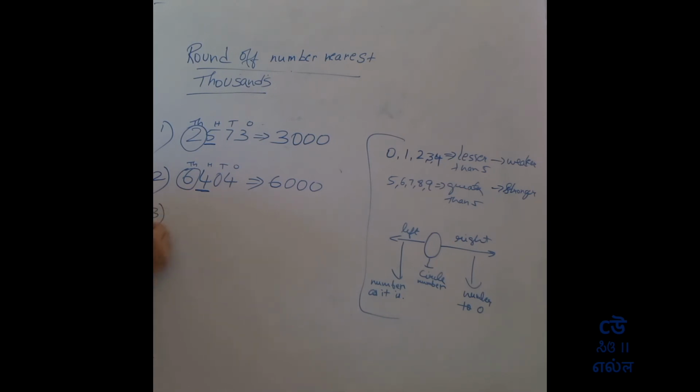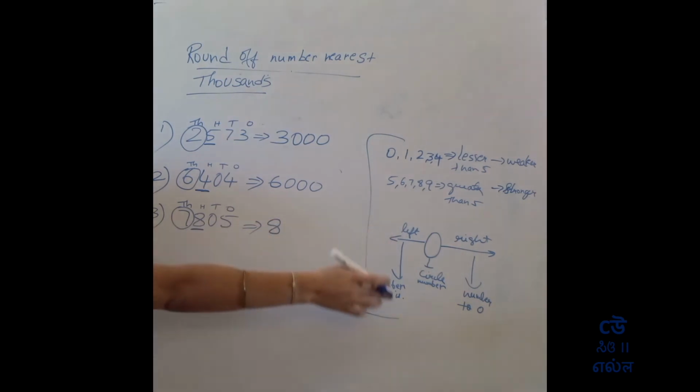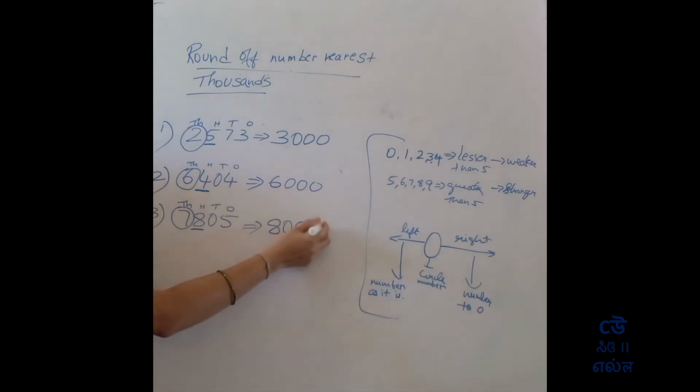Okay, next third problem, 7805. First you write the place values: ones, tens, hundreds, thousands. Next you have to circle the thousands place number and consider the right hand side of that, that is 8. Is 8 stronger or weaker? If it is stronger, what should you do? You have to increase the number in the circle's place by one, that is 7 will become 8. Next, the right side of the circle numbers will become 0, 0, 0.